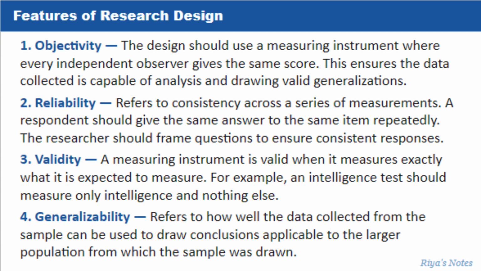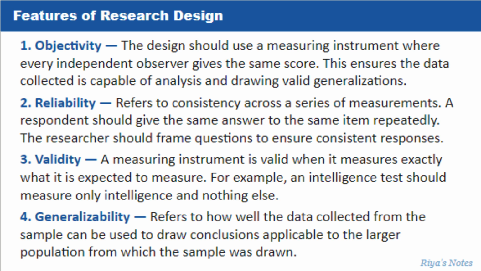Features of research design. 1. Objectivity. The design should use a measuring instrument where every independent observer gives the same score. This ensures the data collected is capable of analysis and drawing valid generalizations. 2. Reliability. Refers to consistency across a series of measurements. A respondent should give the same answer to the same item repeatedly. The researcher should frame questions to ensure consistent responses.